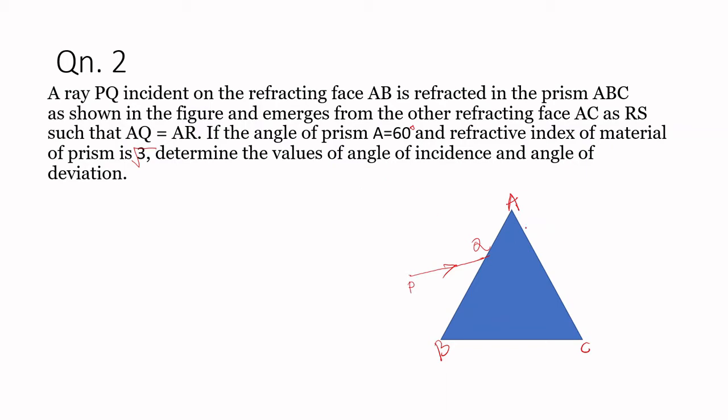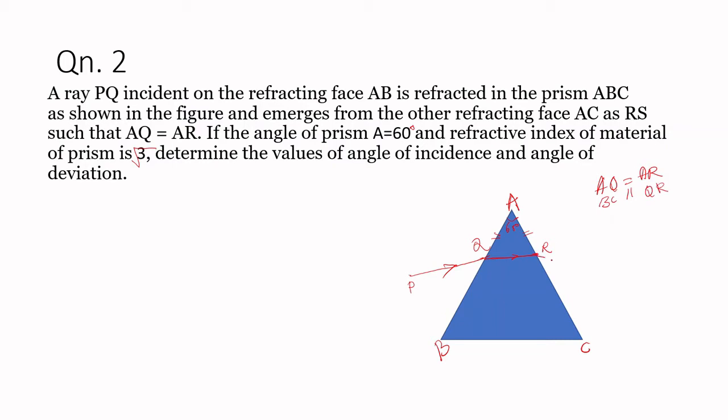So this is the ray of light. This is the angle of the prism that is given as 60 degrees. Angle A is 60 degrees. Now the refracted path of the ray is like this. We know it is like this because it is given that AQ and AR are equal. These two sides are equal, that means the ray will be parallel to the base. So here, given AQ is equal to AR, that makes BC parallel to QR.